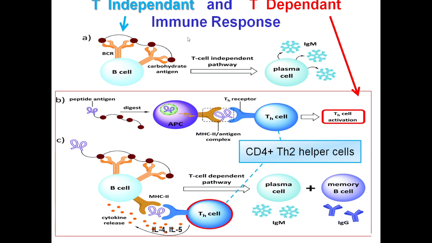We know that immune response, humoral immune response, antibody immune response may occur in 2 forms: the T-independent immune response or T-dependent immune response. T-independent immune response means that activation of B cells and synthesis by these cells and plasma cells that are transformed from these B cells, all this antibody synthesis may occur without presence of antigen-specific T helper cells.